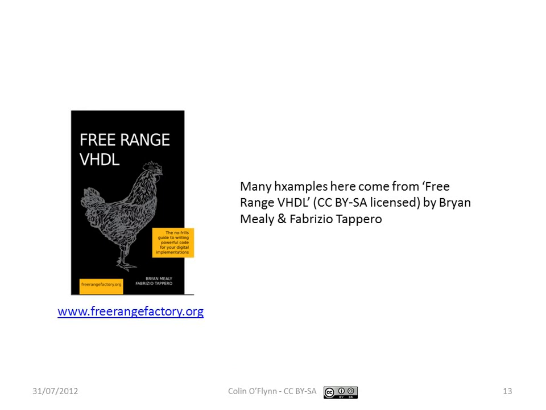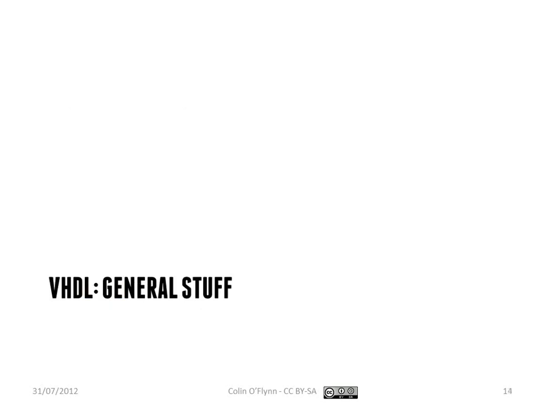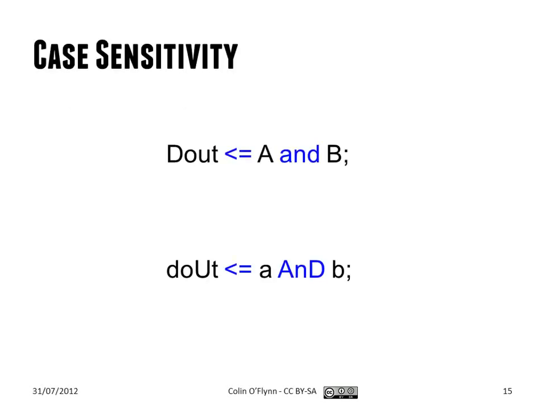And the examples, not examples the guy's written, they come from this book, Free Range VHDL, which is freely available, Creative Commons licensed. And there's a link there, so these slides will be online if you want to get the book. And it goes through a ton more examples. If you're interested in this, again, this stuff won't be on the exam, just may be generally useful.